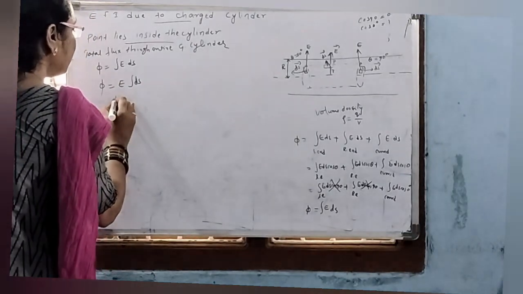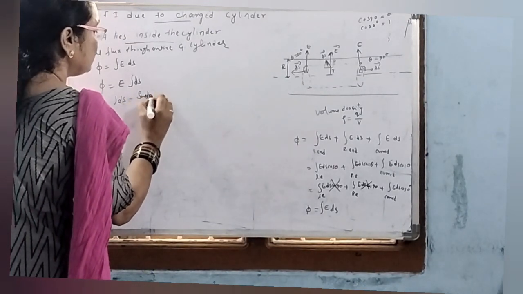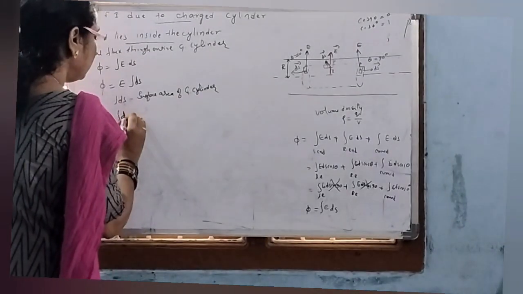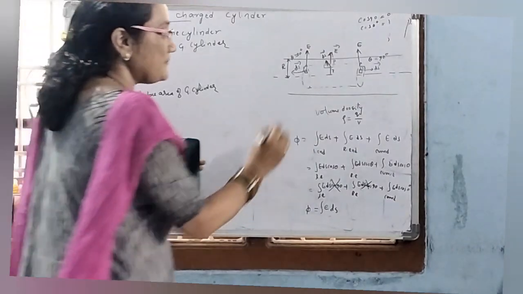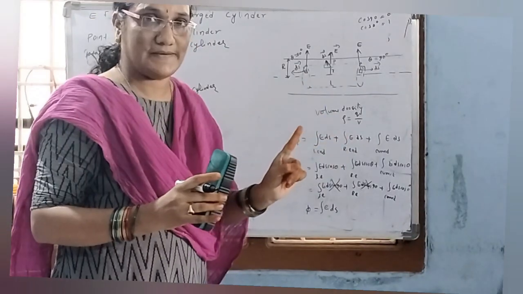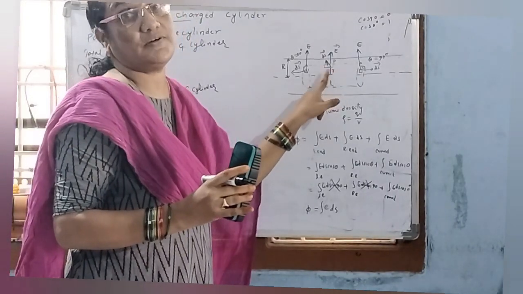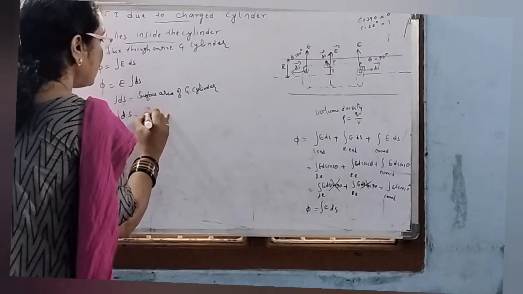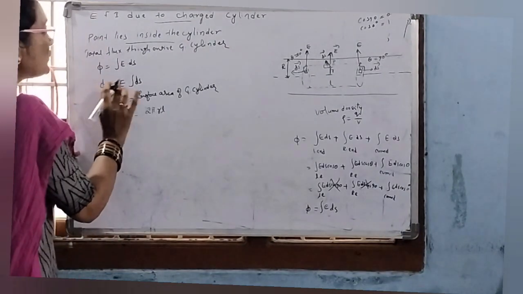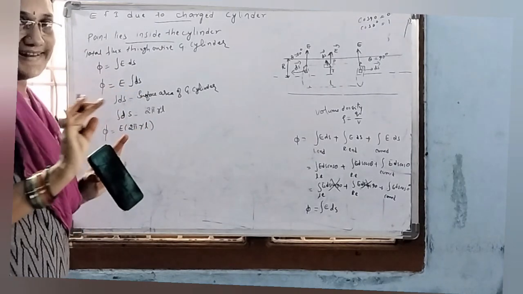Now what is integral dS? Integral dS is nothing but the surface area of the Gaussian cylinder, right? Then what will be the surface area? If we assume the length of the Gaussian cylinder as L, and r as the radius of the cylinder from its axis, then the surface area will be 2 pi r L, right? So now substituting here, we get phi is equal to E times 2 pi r L, right?